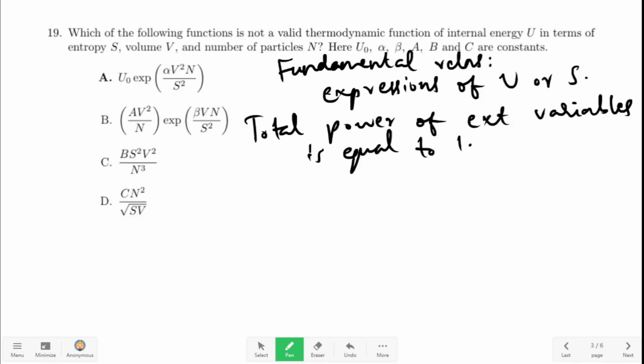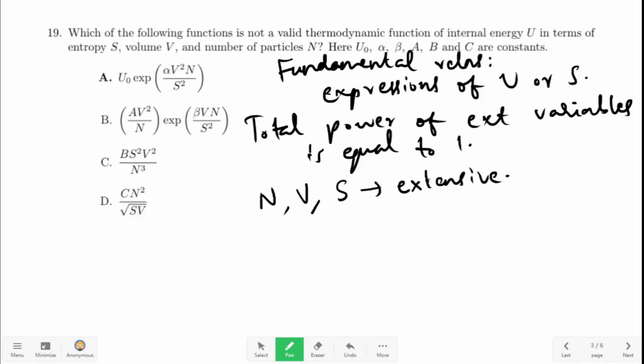We are also familiar with extensive variables. Extensive variables are those variables which depend on the amount of matter. For example, number of particles. If we increase the amount of material in the system, number of particles is going to increase, so n is extensive. If we increase the amount of matter in the system, volume is also going to increase. If we decrease the amount of matter, entropy is also going to decrease. So all of these depend on the amount of material in the system, and therefore they are all extensive.